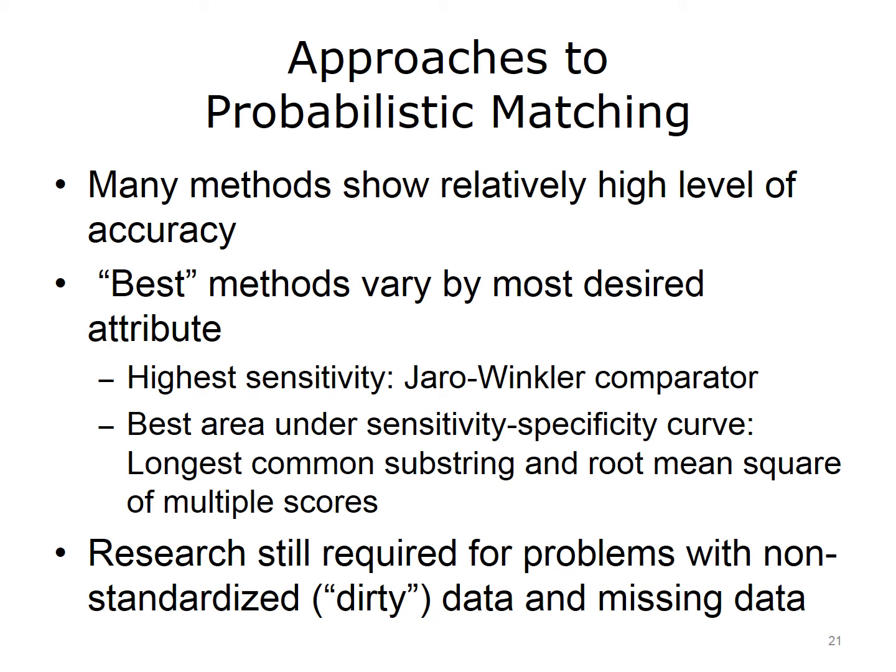In these situations, we may look at what performs best as a combination of sensitivity and specificity. In other words, what has the best area under the sensitivity-specificity curve, which measures the trade-off between false negatives and false positives. For these situations, the longest common substring and the root mean square of multiple scores have given the best results. There is still research required for problems with non-standardized or dirty data, as well as missing data.